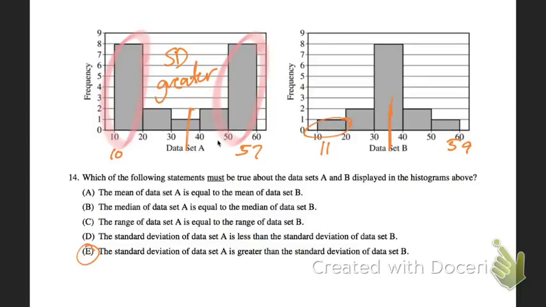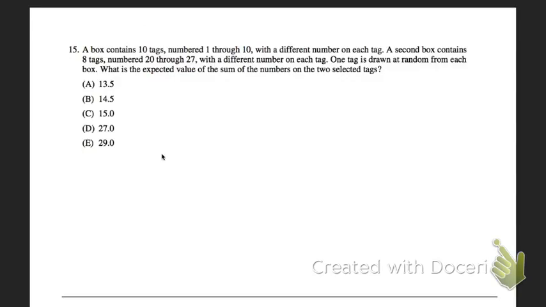So if you have more area on the tails, then there's a larger standard deviation than in the middle. Okay, 10 tags numbered 1 through 10. A second box contains 8 tags, 20 through 27. The different number on each tag. One tag is drawn at random from each box. What is the expected value of the sum of the numbers on the 2 selected tags?